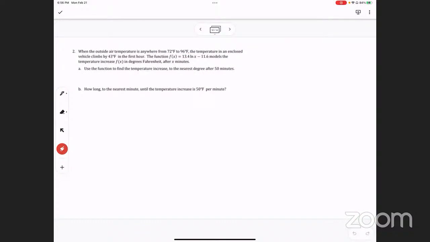Next question. When the outside air temperature is anything of that to that, the temperature in the enclosed vehicle climbs by 43 degrees in the first hour. The function models the temperature increase after x minutes. Use the function to find the temperature increase to the nearest degree after 50 minutes. Well, that means 50 is x, and we plug 50 in. So f of 50 is 13.4 ln of 50 minus 11.6. So just plug that into your calculator.